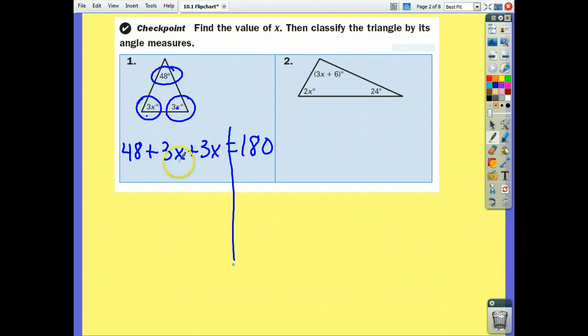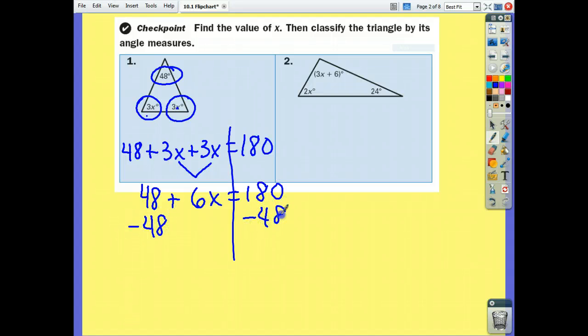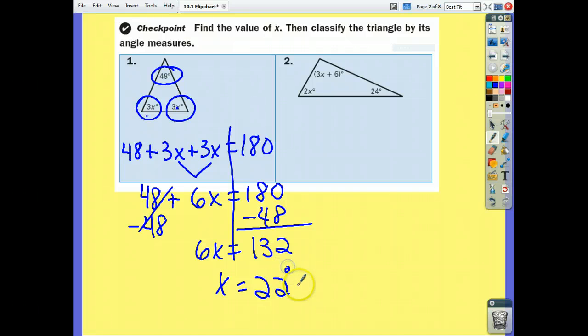Combine like terms. Now I have 48 plus 6x equals 180. What do I do now? Subtract 48. Yep, good job. Now I have 6x equals 132. X equals what? 22 what? 22 degrees. Am I done though?